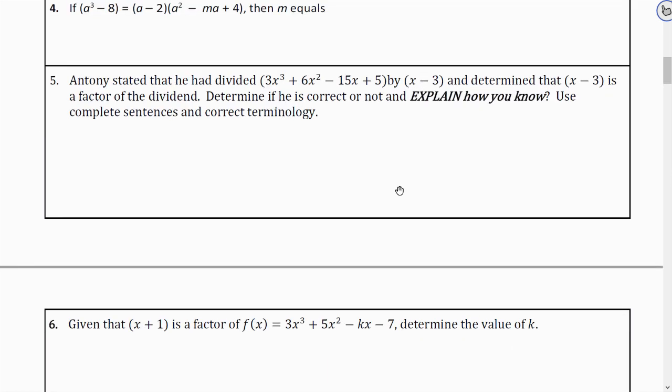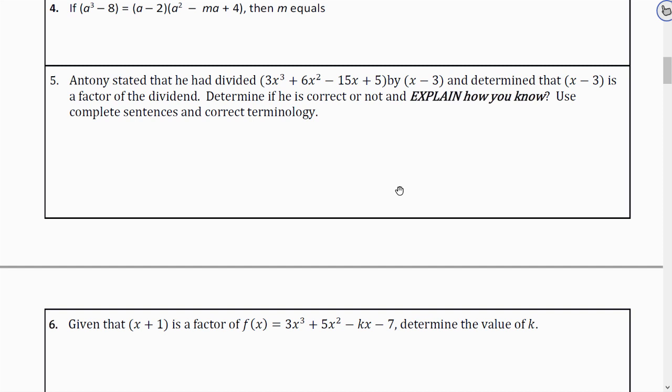Okay, number 5. Anthony stated that he had divided 3x cubed plus 6x squared minus 15x plus 5 by x minus 3 and determined that x minus 3 is a factor of the dividend. Determine if he is correct or not and explain how you know. Use complete sentences and correct terminology.